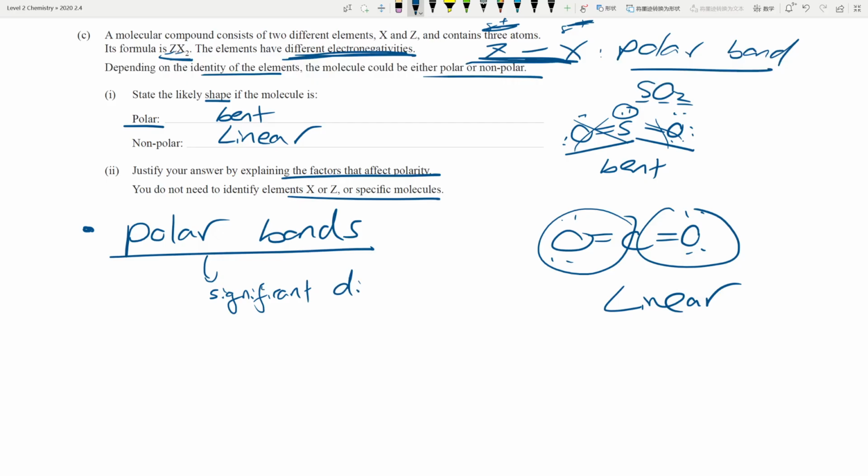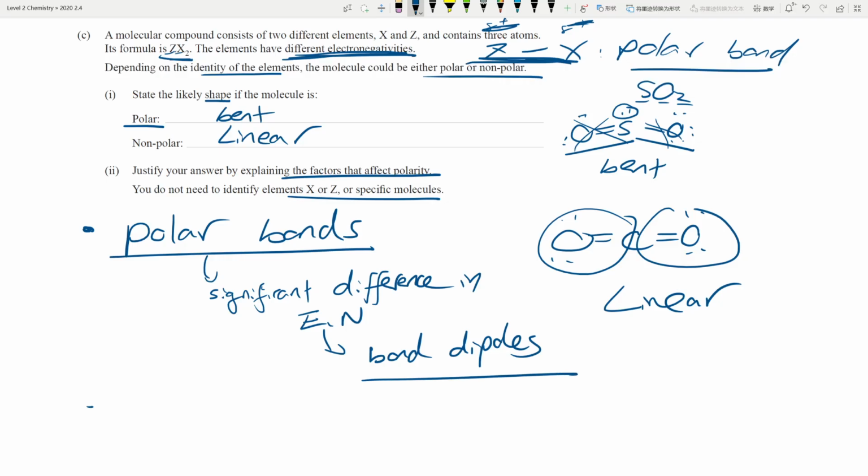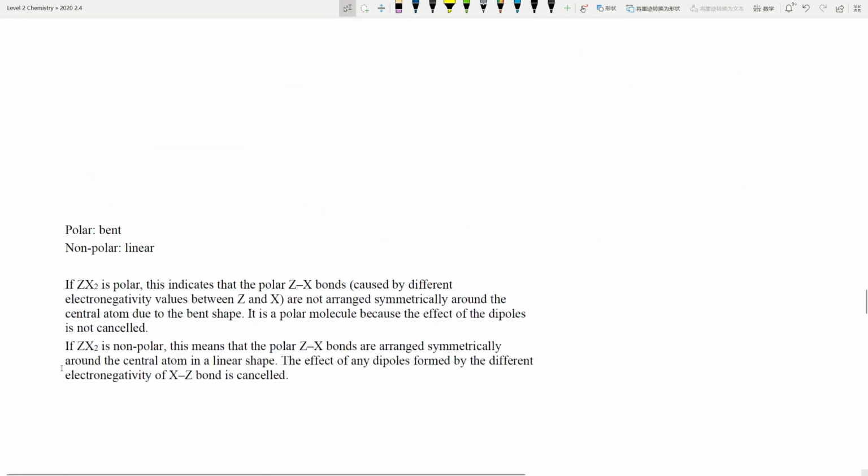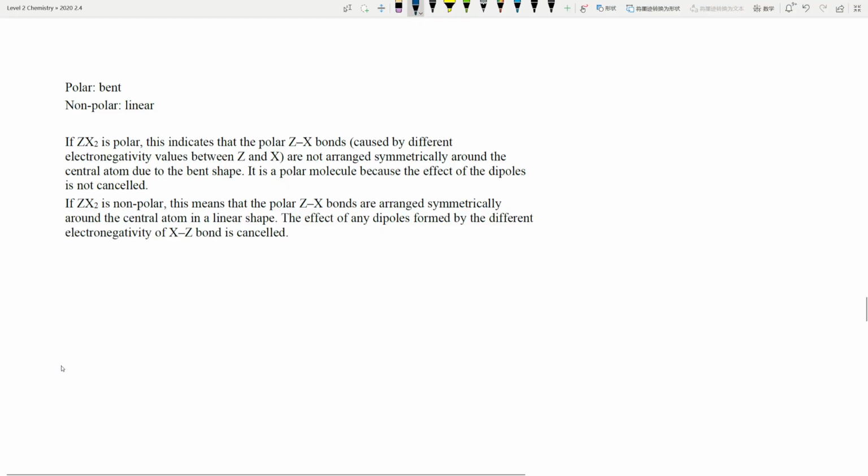Significant difference in electronegativity means you form bond dipoles, which gives you the difference in the charges. The next thing is the shape. If you have a symmetrical shape, the bond dipoles cancel out. If you have an asymmetrical shape, the bond dipoles don't cancel out, and it will remain polar. That's pretty much all there is. They're just trying to ask you the same type of question but change your wording.